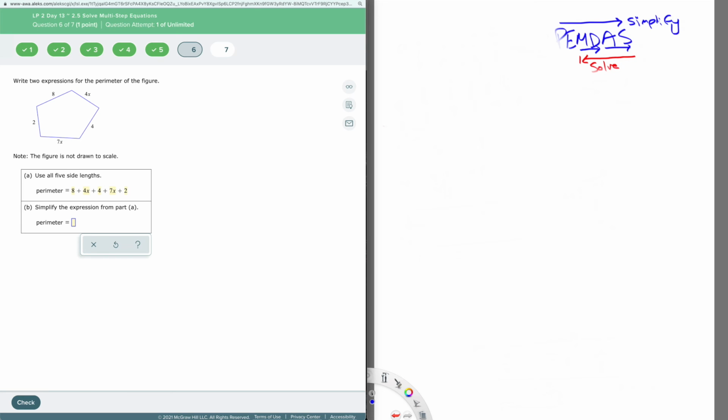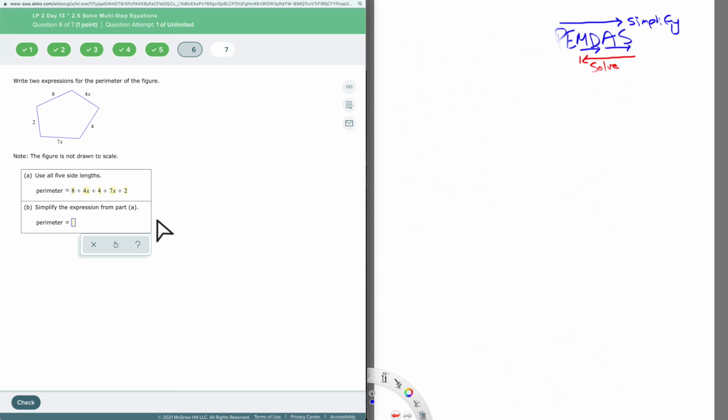Okay, so I started at 8 and went clockwise around here. I could have gone counterclockwise. I could have gone 7x plus 4x plus 8 plus 4 plus 2. Really doesn't matter what order I type them. That's part of the commutative property. I can move them around. It's not going to matter. Okay. So in this one, what it wants us to do is combine like terms.